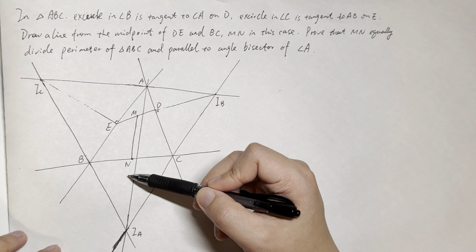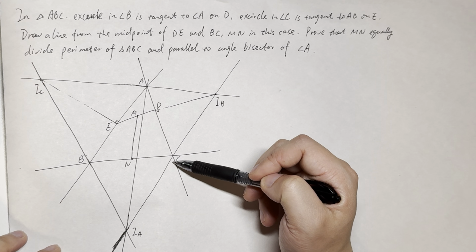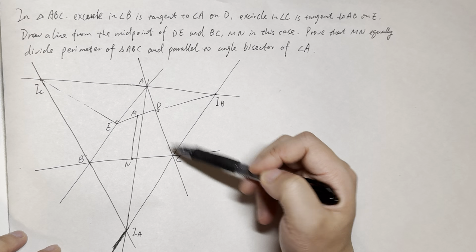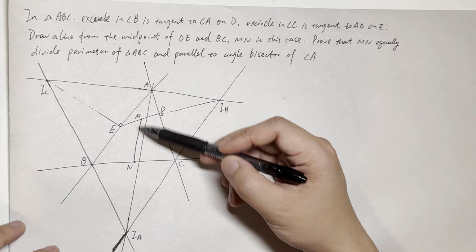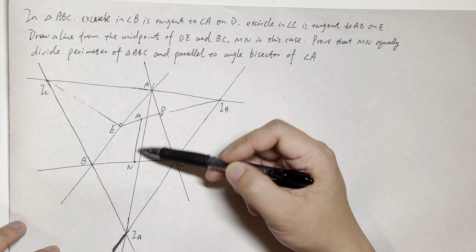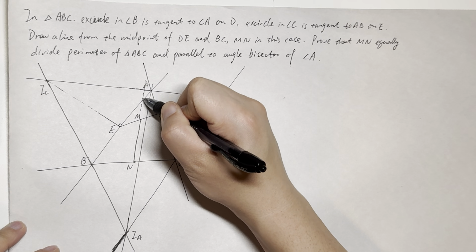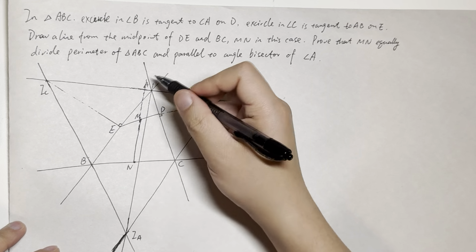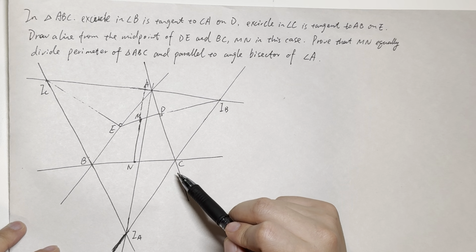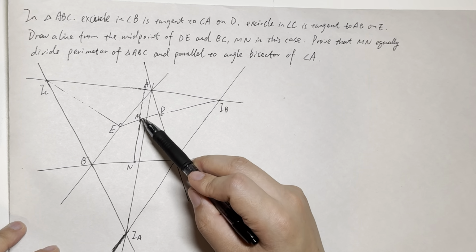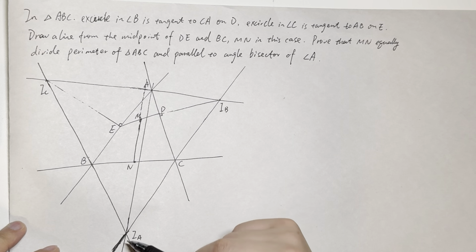Prove that MN equally divides the perimeter of triangle ABC and is parallel to the angle bisector of angle A. So we want to prove two things. The first thing is that the line MN divides the perimeter of triangle ABC equally. And also we want to prove that MN is parallel to AI_A.